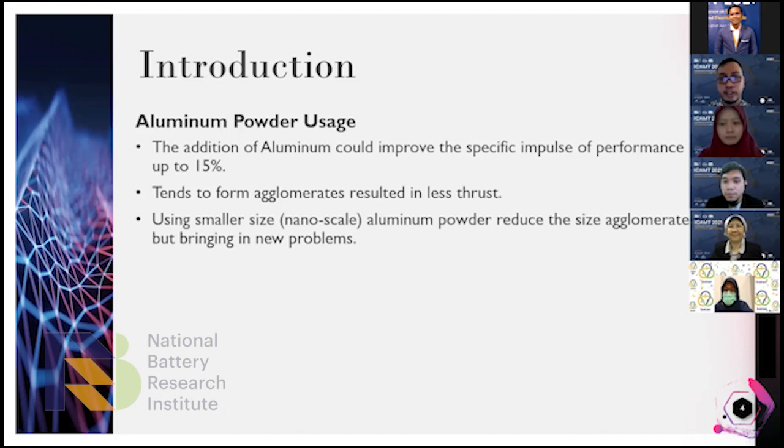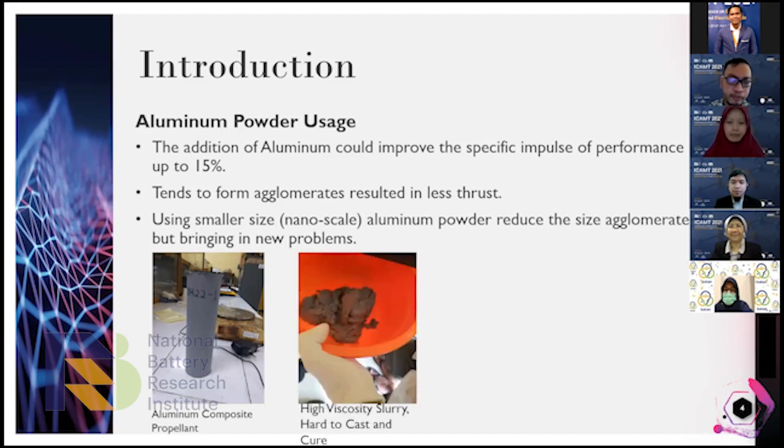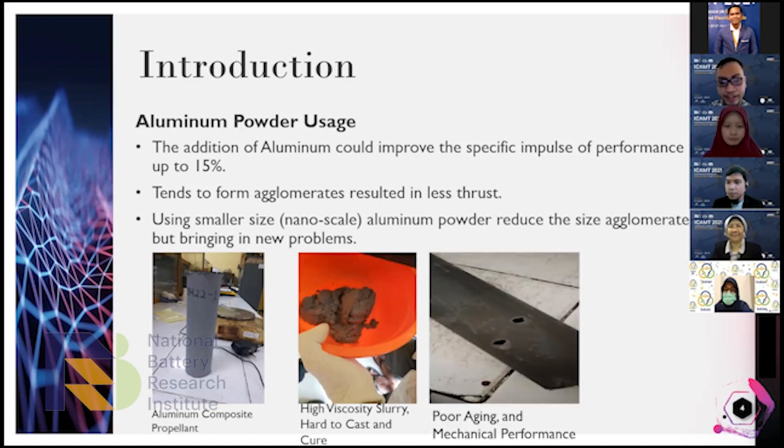Using a much smaller size, for example nanoscale aluminum powder, reduces the size of agglomerates, but it brings new problems. This is a view of an image of a sample of our work. This is the aluminum composite propellant. With the high viscosity slurry, it is very hard to cast and cure. And this is a sample of the poor curing and mechanical performance of the propellants with high aluminum content.